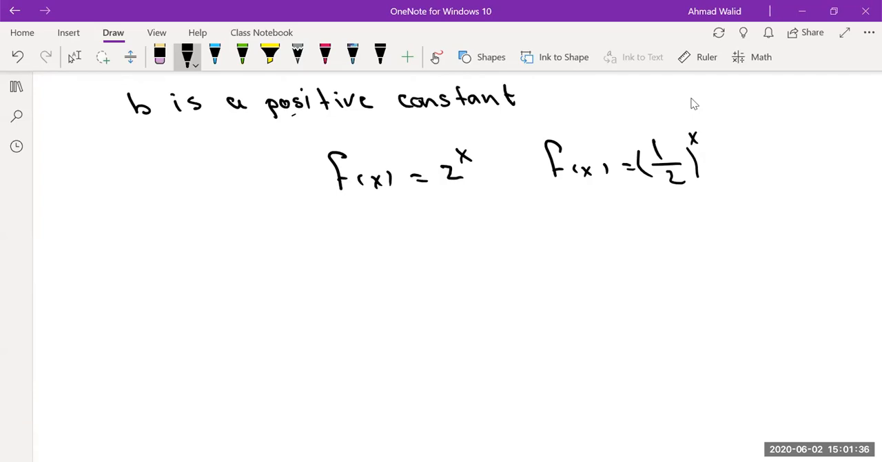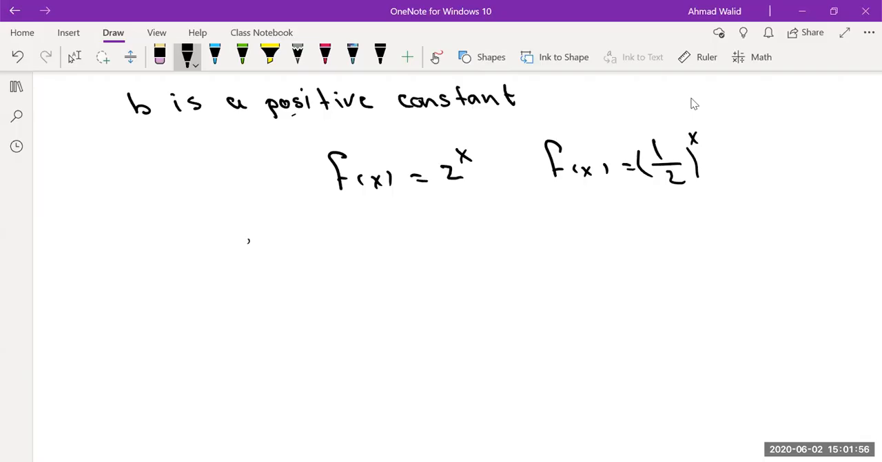2 is a positive number. 3 is a positive number. 4 is a positive number. Any positive number to the power of x, or numbers between 0 and 1, like 1/2 to the power of x. 1/2 is a constant. It's a positive constant, right?